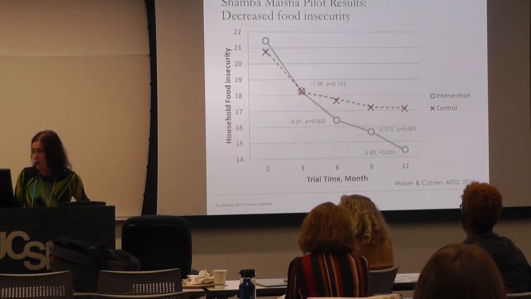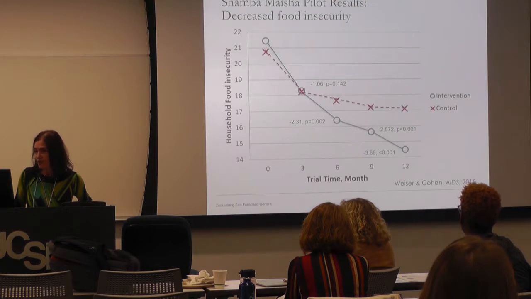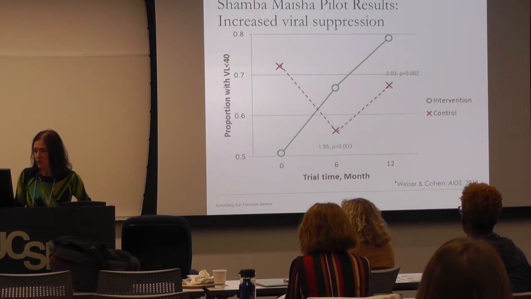I'll briefly go through our results from our pilot study, and you'll note that the intervention group is shown in the blue circles and the control group in the red X's. You can see very high and similar levels of food insecurity in both groups at baseline. By 6 months, we already saw statistically significant improvements in food insecurity in the intervention compared to the control group, which persisted throughout the rest of the trial. In terms of HIV clinical outcomes, a higher proportion were virologically suppressed in the control group compared to the intervention group at baseline, really attesting to the need for the larger randomized control trial.